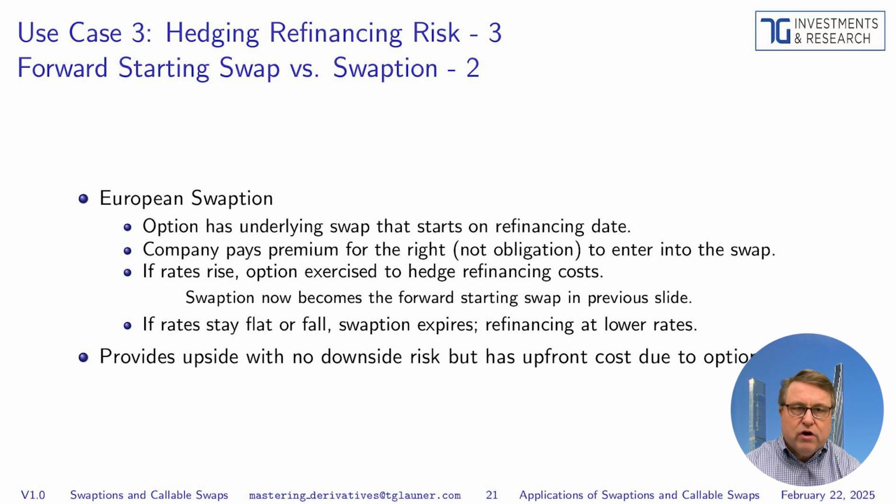If interest rates rise, the company exercises the swaption, locking in a fixed borrowing rate and hedging against higher refinancing costs. Once exercised, the swaption effectively becomes the forward-starting swap we discussed in the previous slide. If rates stay flat or fall, the swaption expires worthless, allowing the company to refinance at the new lower rates without any future financial obligation.